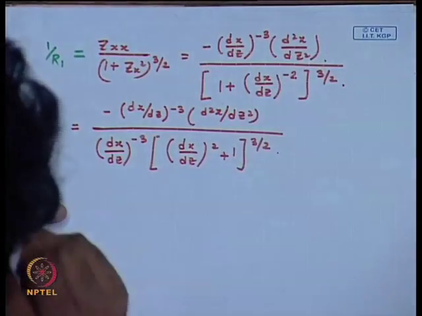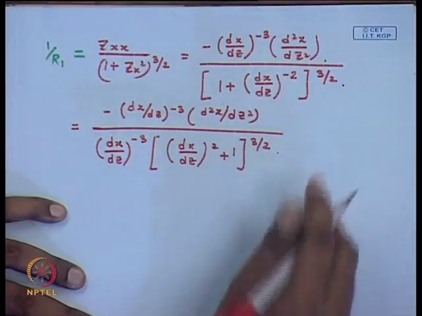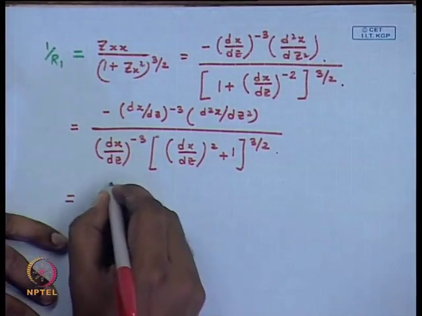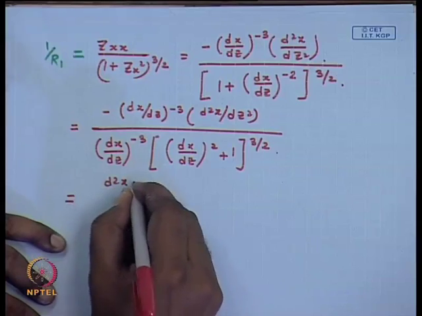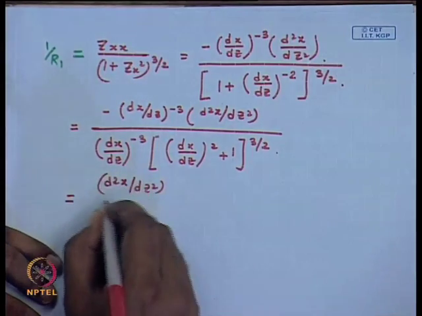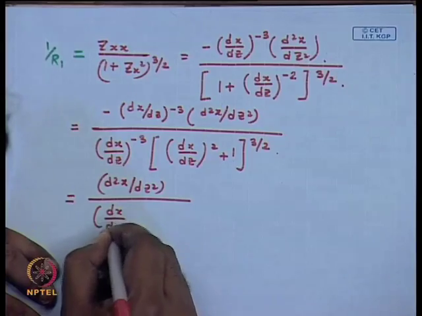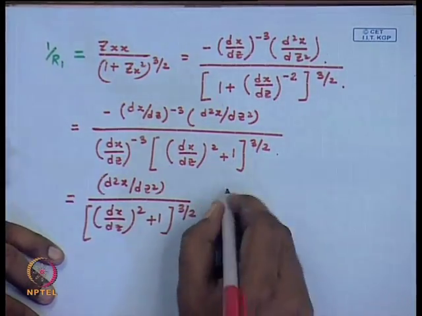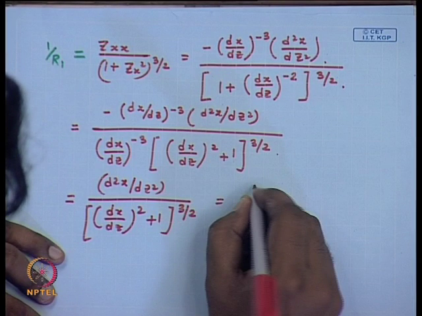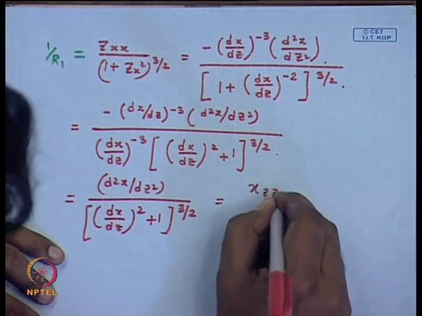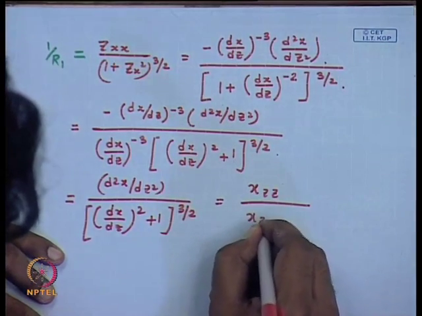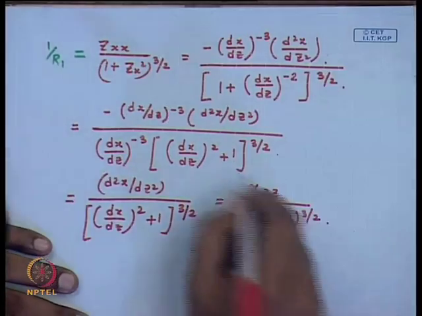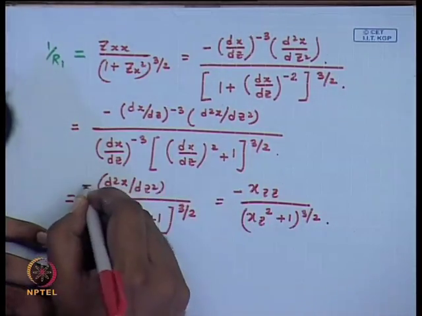you just sort of take this out. So, there is a 3, so it is minus 3. So, this actually cancels out now, and what you are left with is ∂²x/∂z² divided by ((∂x/∂z) square plus 1) raised to the power 3 by 2. You can write as xzz divided by (xz square plus 1)^3/2. Oh, sorry, there is a minus sign that comes in. Yeah, this is the one.